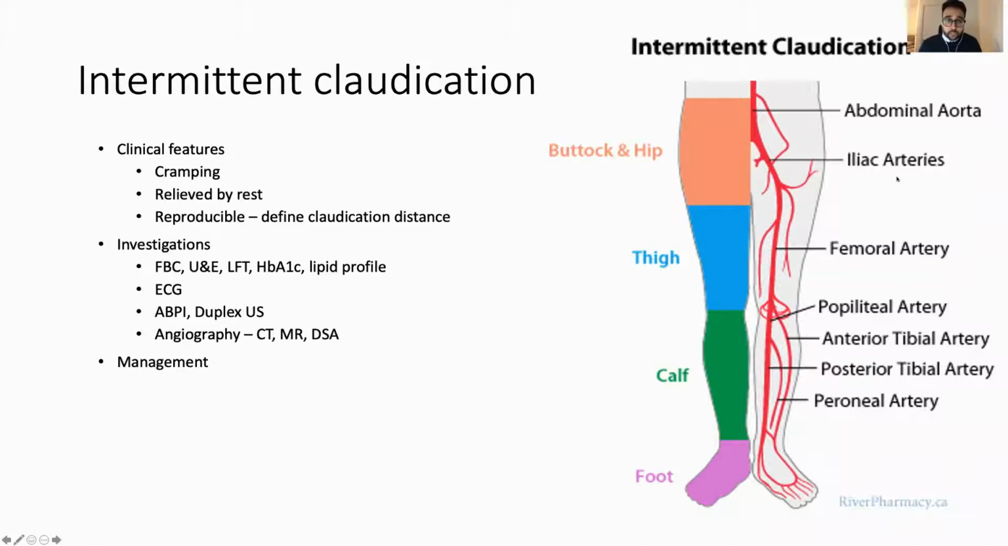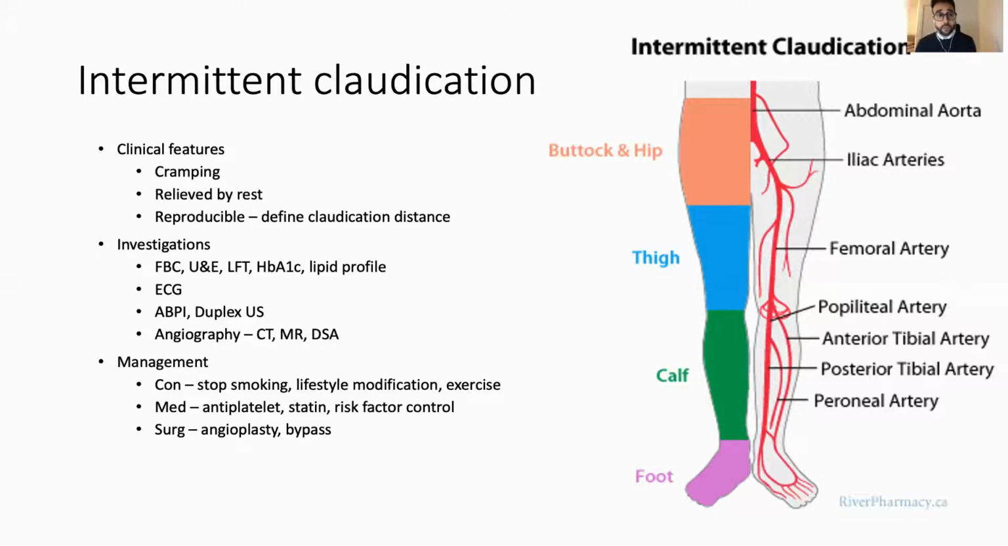In terms of the symptoms, they usually follow an occlusion or a stenosis a level above. So if you've got an occlusion or stenosis of your distal aorta and your iliacs, you'll get buttock and hip claudication and everything below. If you've got a problem with the iliac arteries, you'll get thigh claudication and everything below. And a problem with the superficial femoral artery, you get calf claudication. So that's how this usually works.